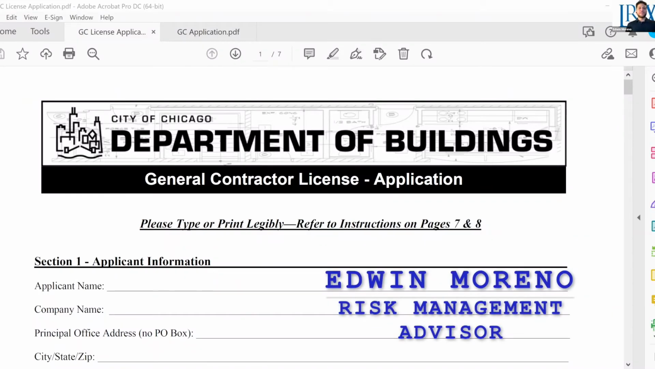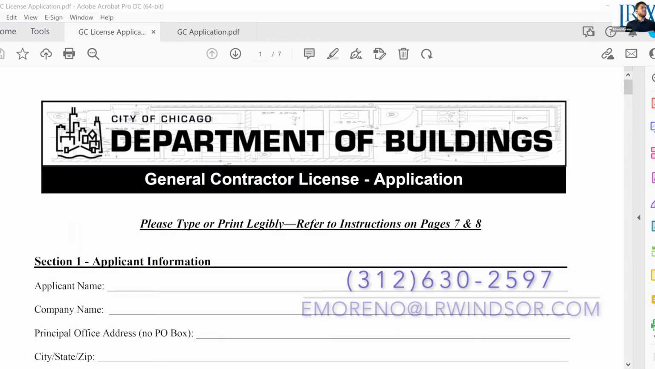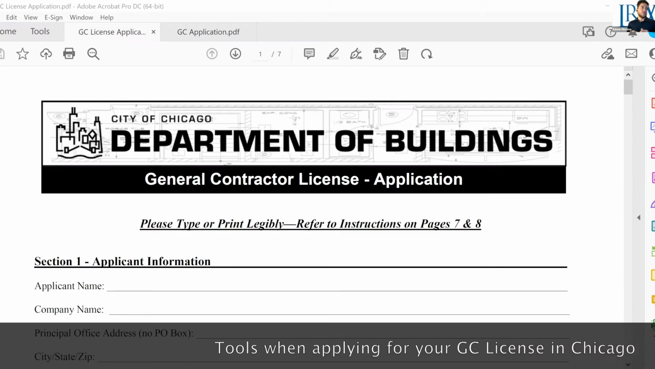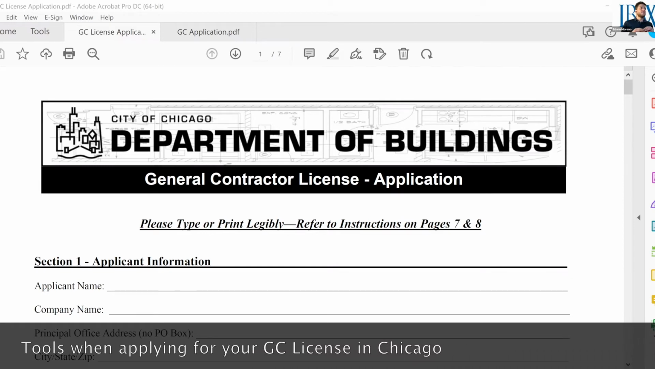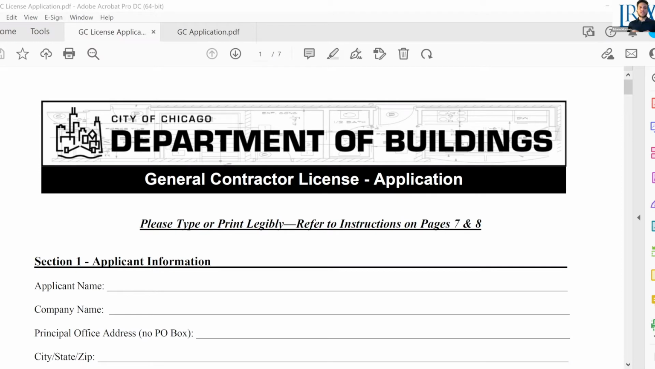I'm a risk management advisor and sales manager with LR Windsor here in Chicago. And today I want to go over the GC application process here in Chicago. Just as a disclaimer, I do not help contractors with the application process professionally, but I do assist contractors with their insurance coverages, which is what they need in order to apply for the GC license here in Chicago.